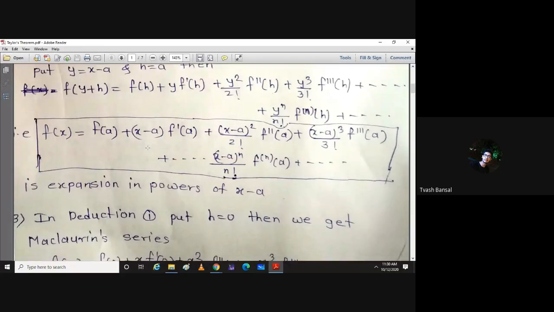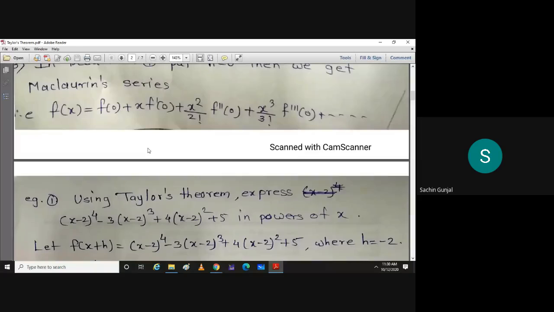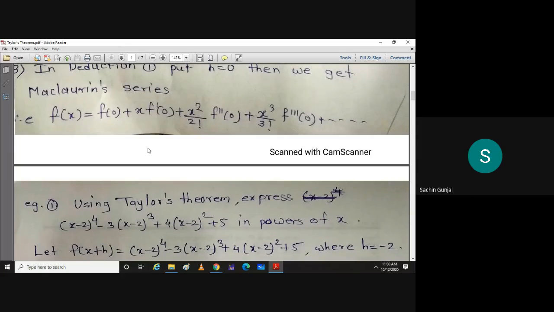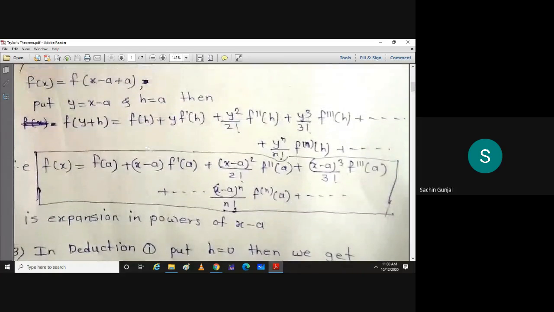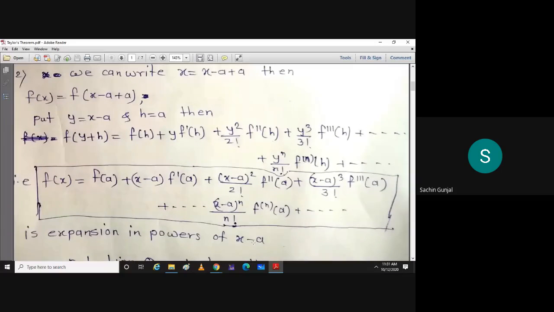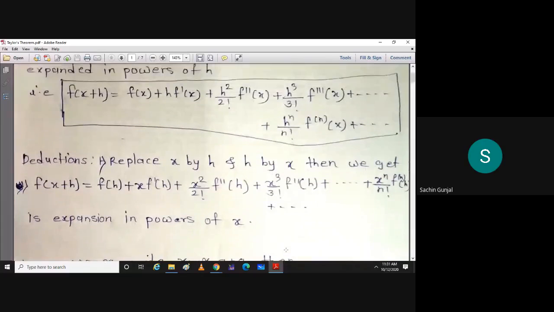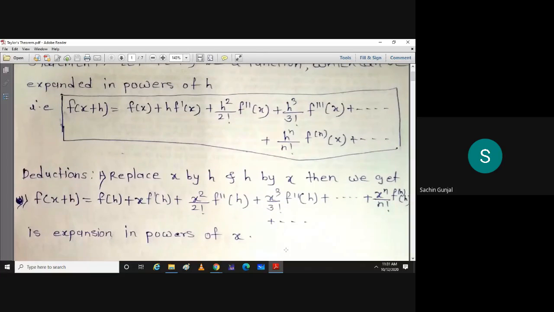See, our question is to expand this function in powers of x. And the second deduction is expansion of f of x in powers of x minus a. So you need to understand what is given and what we have been asked to find. Do you believe that we'll have to use the first deduction? Yes, first deduction. Okay.